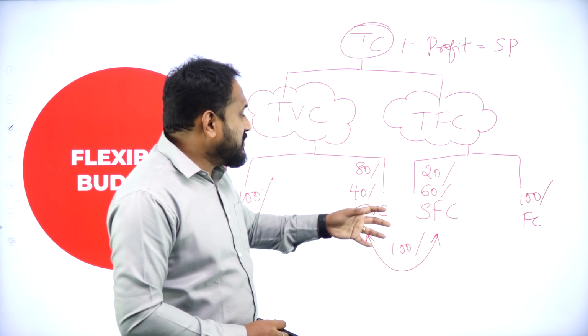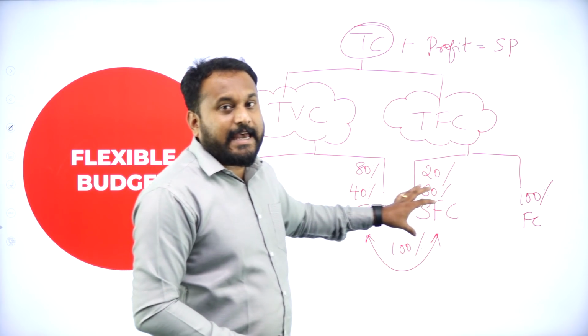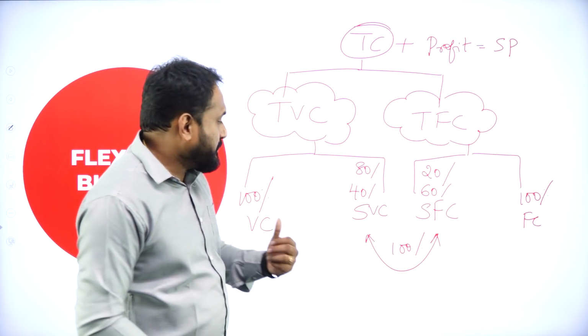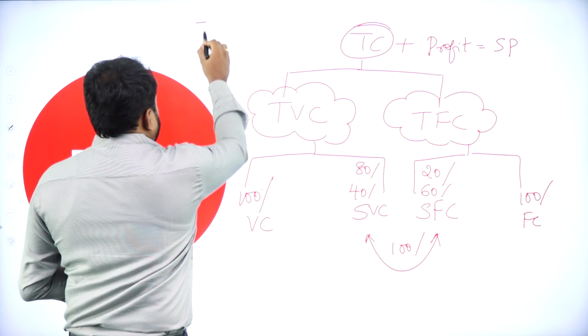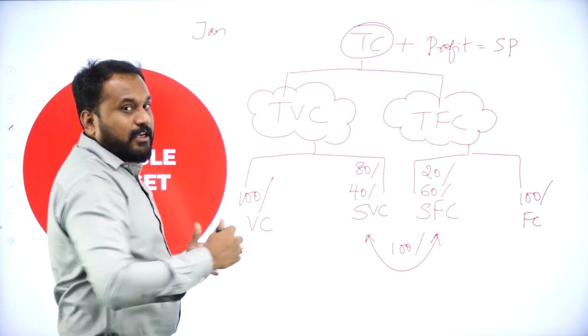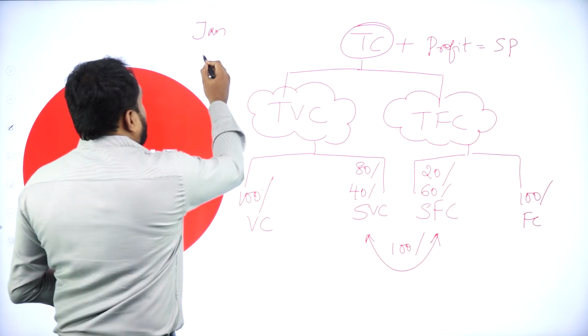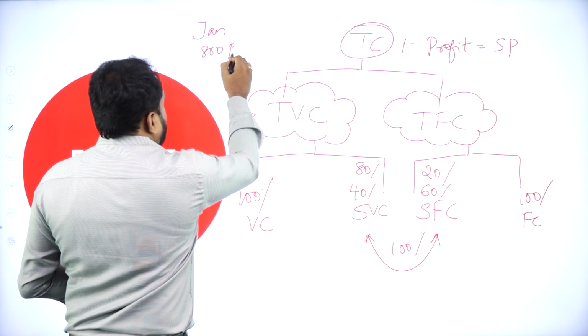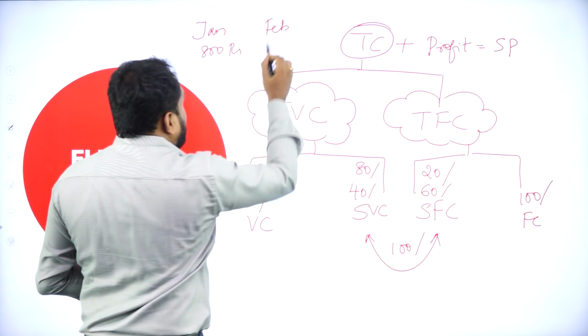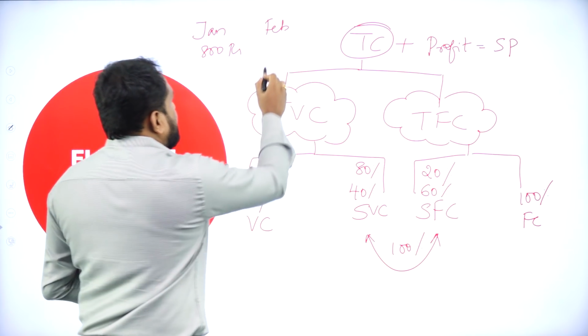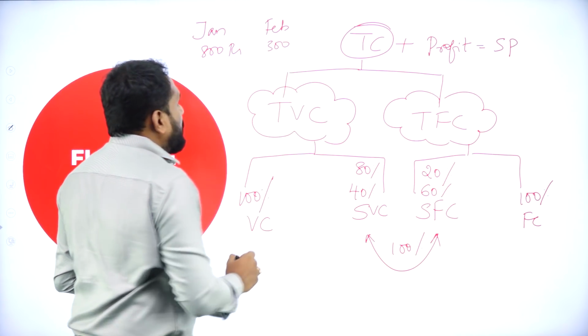Because there is a mixture of semi-variable cost and semi-fixed cost. Say, for example, in the month of Jan, you were there in your house. The current bill was 800 rupees. In the month of Feb, you are not there at all. Now the current bill is say 300 rupees. Now what is this variation?